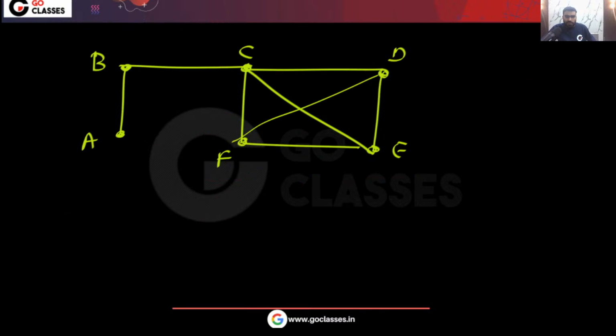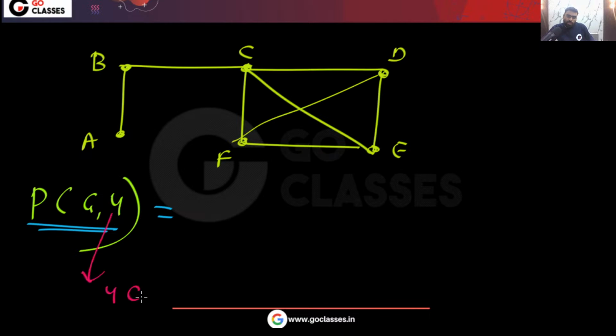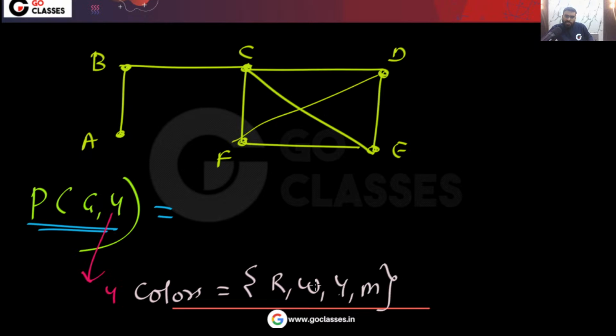For this same graph, quickly tell me what is PG4. For this graph, what will be PG4? 4 means using 4 colors. You can only use 4 colors. Basically, how many ways are there to color this graph using only 4 colors? For example, let's assume you have only these 4 colors. Now you tell me how many ways?